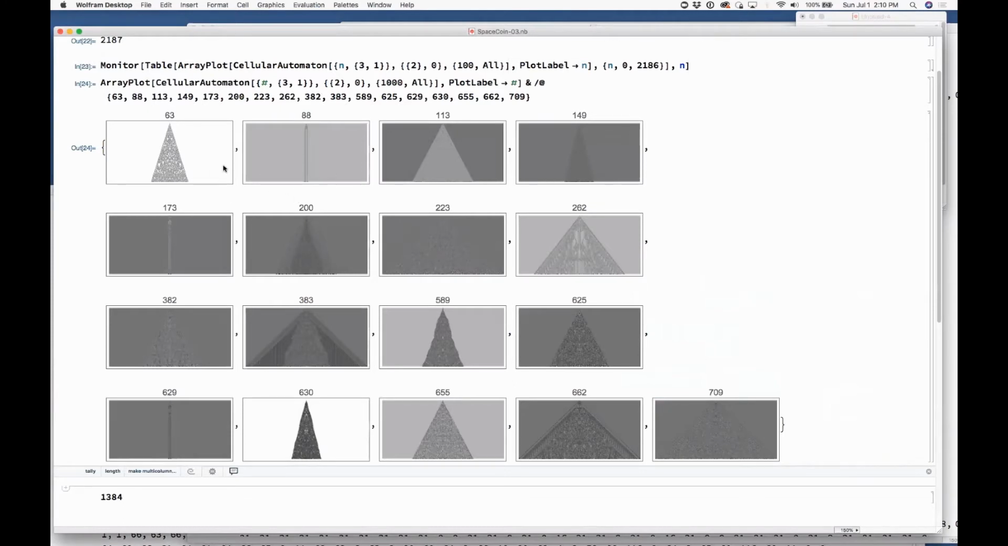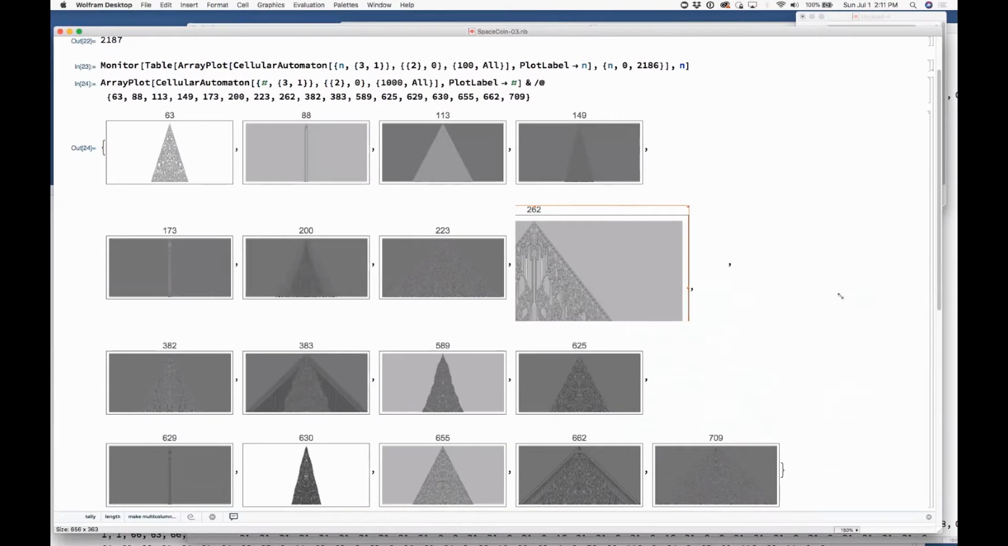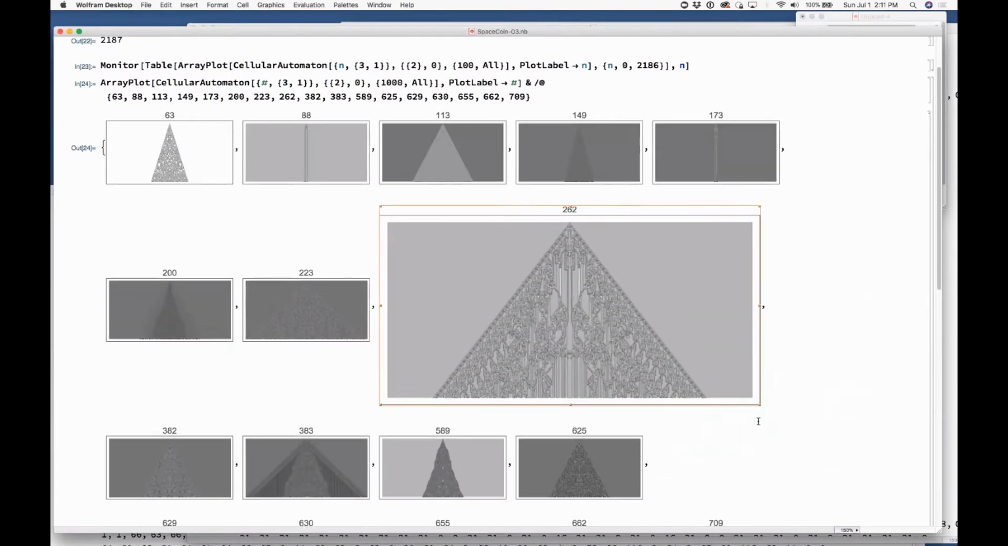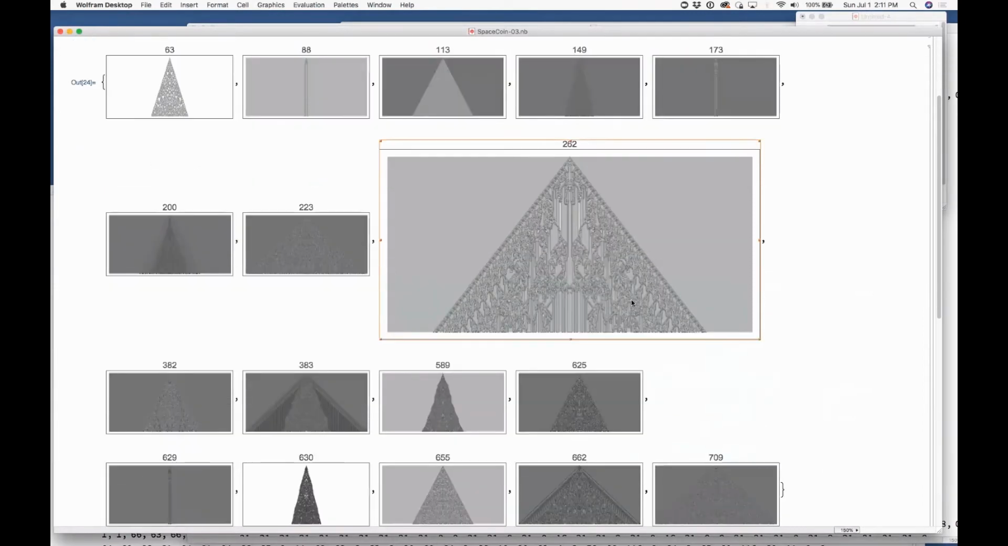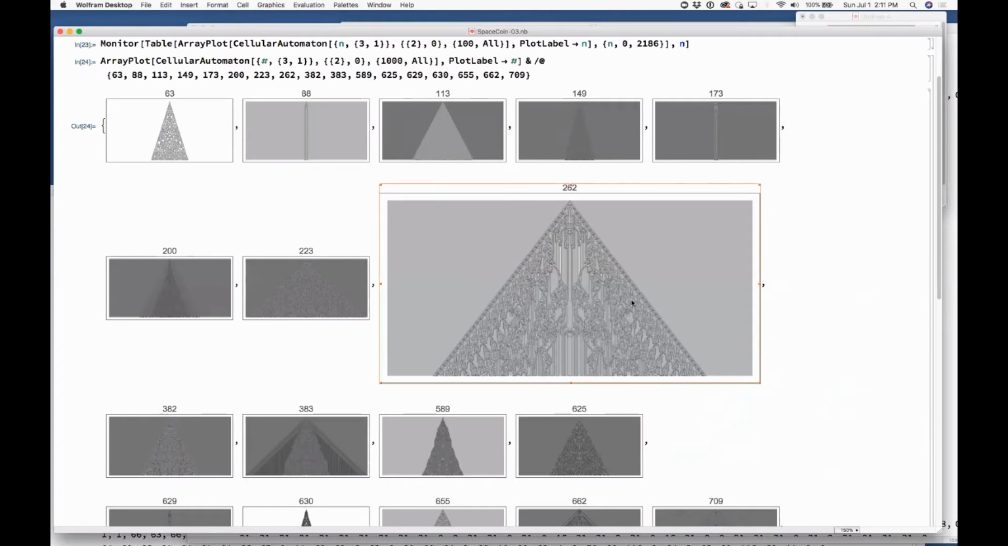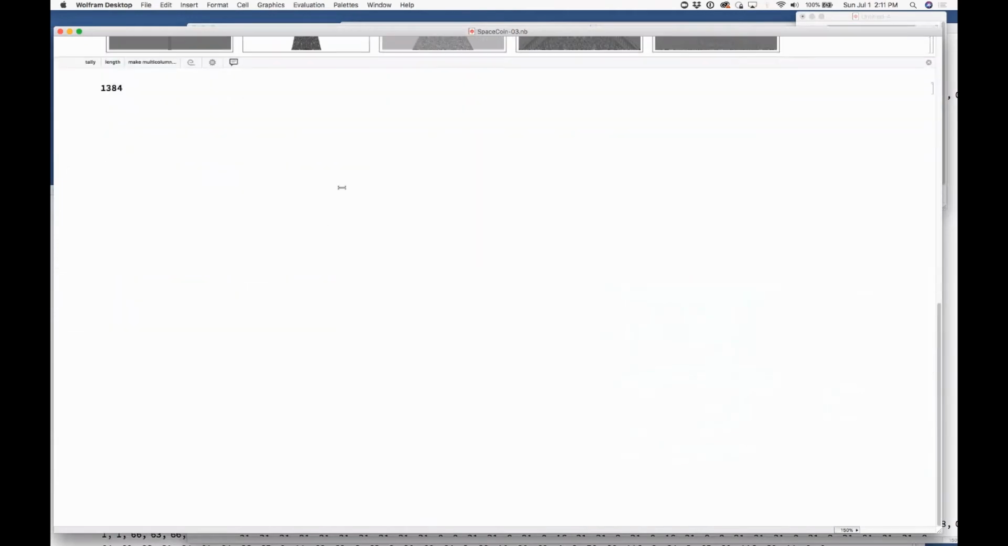The ones that look interesting for our purposes, for our space-coiny purposes, 262 is looking kind of interesting. Other than that, I don't really see much here. They don't really seem to have a lot of structure, at size 1,000. Okay, so that one is a possible interesting one. Let's take a look at 262 at an even larger scale. I did not have 184 in the list. That was the most interesting one. Okay, let's just try that one. 1384.